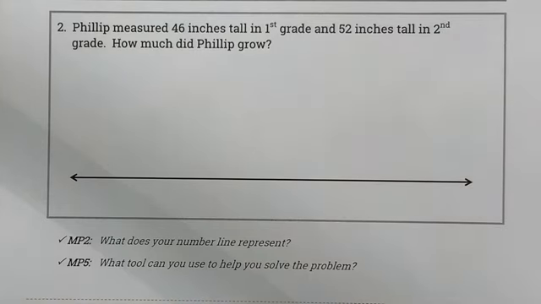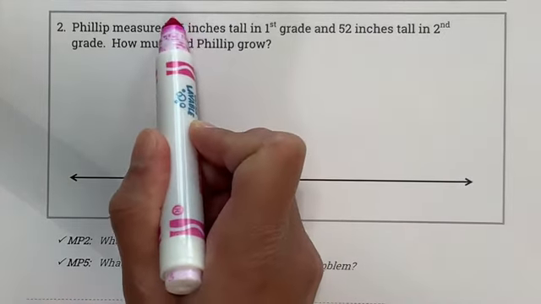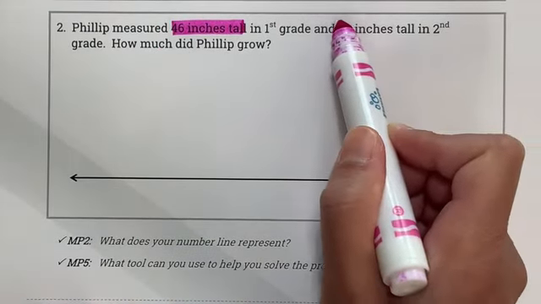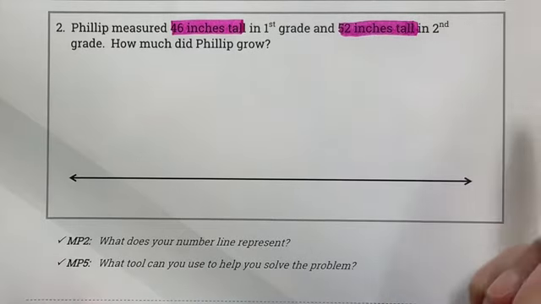So I just did step 1, which was to read the word problem. Next, I need to write my equation, but I can't write my equation until I find clue operation words and all of the important information from the word problem. So I have my highlighter, and I'm going to highlight all of the important information I need to write my equation. So it's important to know that Philip was 46 inches tall in first grade. It's also important to know that in second grade, he's 52 inches tall.